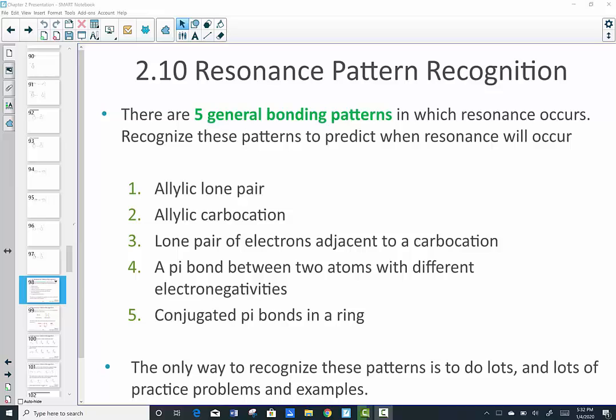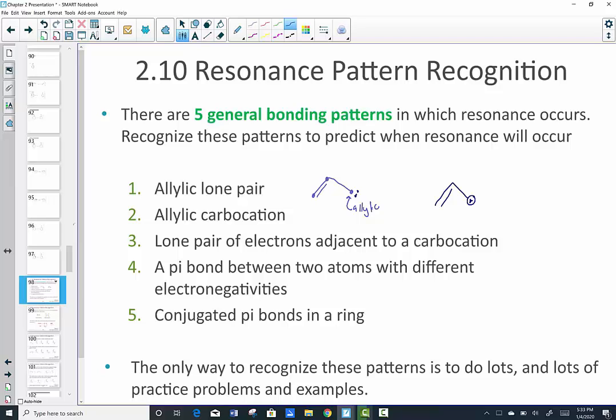The first of the 5 patterns is an allylic lone pair. Now remember what allylic meant for us? Allylic means that we have this double bond, the 2 carbons in the double bond. It's the position adjacent to it. So this is the allylic position. And if it has a lone pair, you're looking at a pair of electrons right here. Second one, an allylic carbocation, which would represent a structure in which in the allylic position, there's a positive charge.